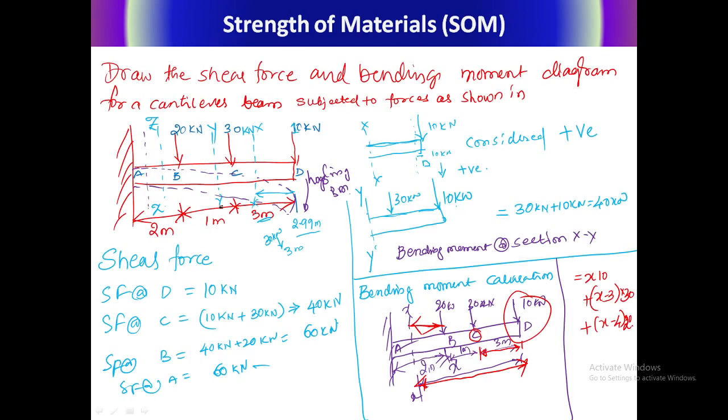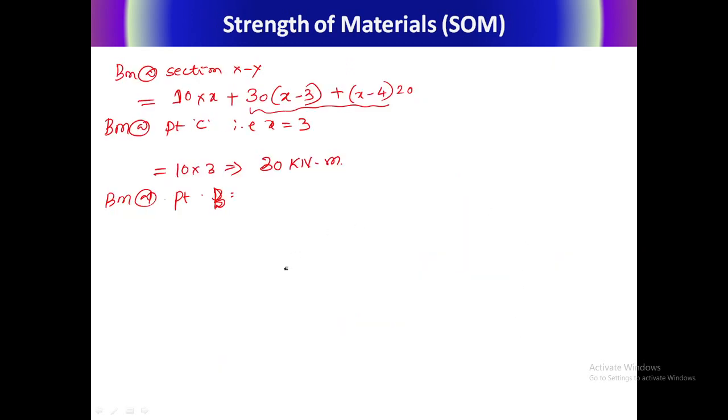At point B, it's going to cover two loads, 30 kilonewton one load, 10 kilonewton one load. So how many parameters do you need? One is x minus 3 parameter, another one is x. Now for point B, distance x equal to 4 meter. So now let us substitute x equal to 4 meter. Now 10 into 4, plus 30 kilonewton is there. Now you write 40 plus 30, this is equal to 70 kilonewton meter.